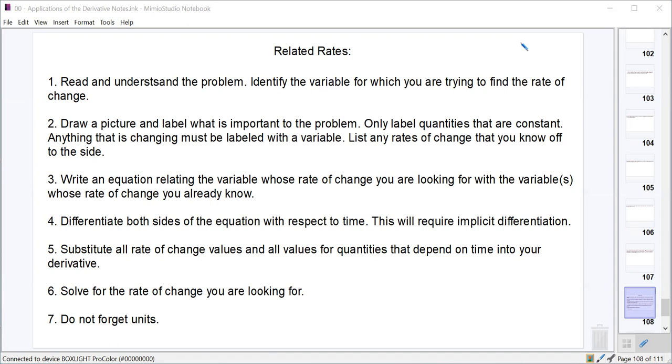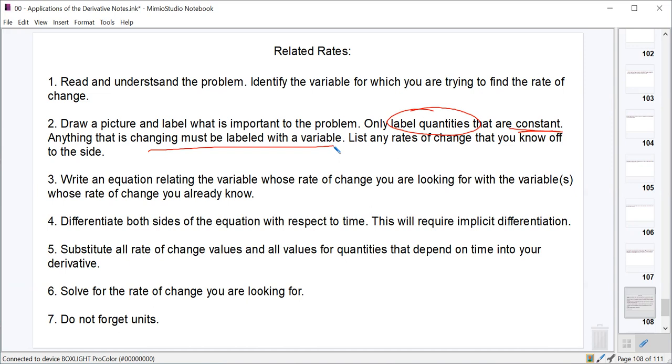Very important that as you label things, you only label quantities that are constant as that constant. Okay? If you're looking at something from a distance of 100 meters and that distance is changing, you cannot label that as 100 in your picture because that's going to end up messing up the equation that you end up writing. You need to label that as a variable. So anything that's changing has to be labeled with a variable. And then off to the side, you should list off all the rates of change that you are already given in the problem.